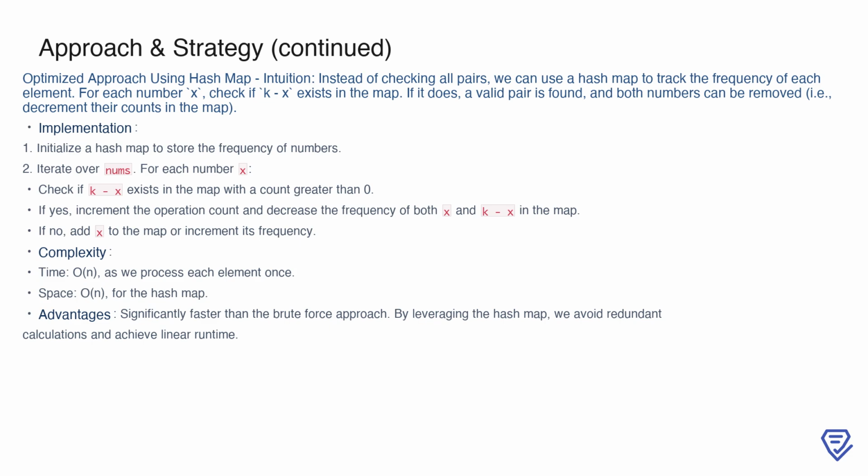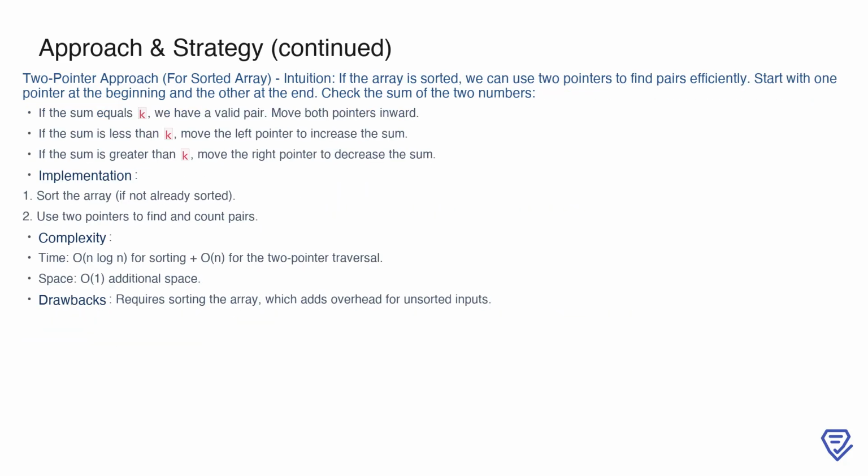This method is significantly faster than the brute force approach because it avoids redundant calculations and directly targets pairs that can form the sum k. Another efficient strategy is the two-pointer approach, which works particularly well when the array is sorted.